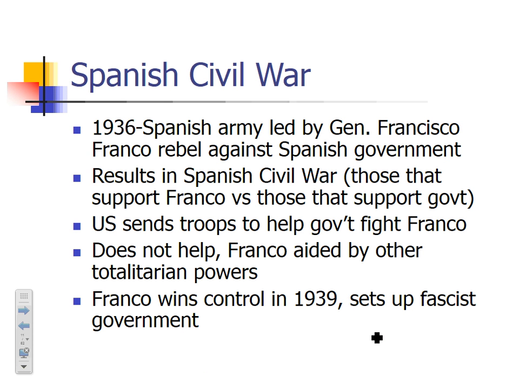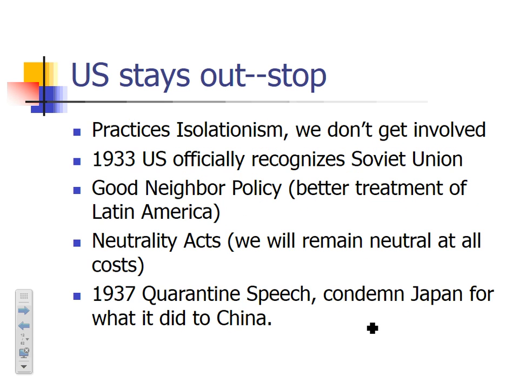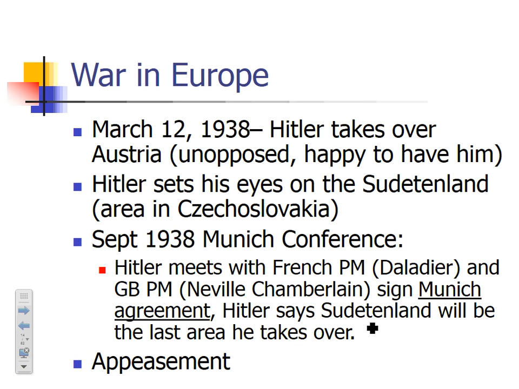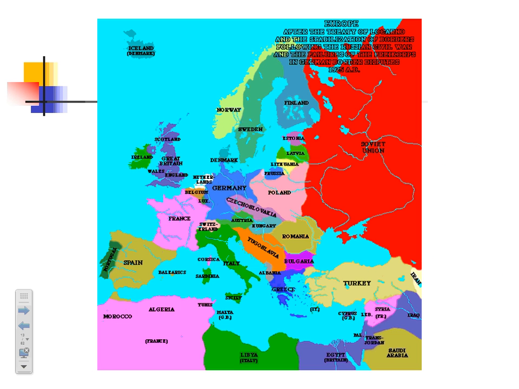All right. We're not really going to focus on the Spanish Civil War all that much. Spain has, and we have covered that in the other one. So here we are, we're back at this map again. All right, let's go. War in Europe, March 12th, 1938, Hitler takes over Austria unopposed. They're extremely happy to have him. If you remember, Hitler himself is actually of Austrian descent.